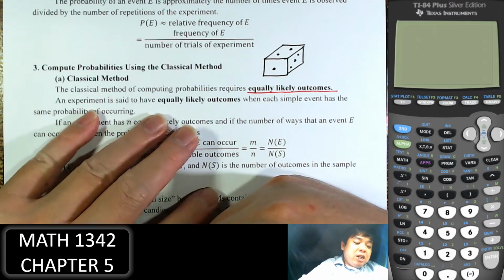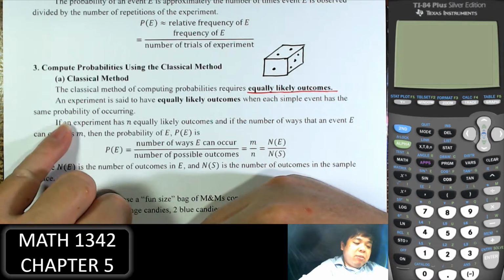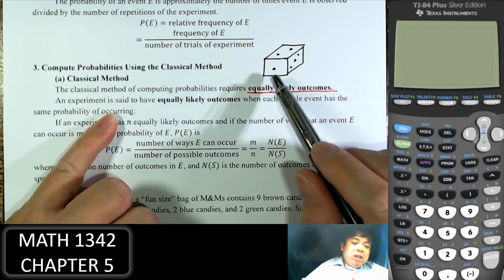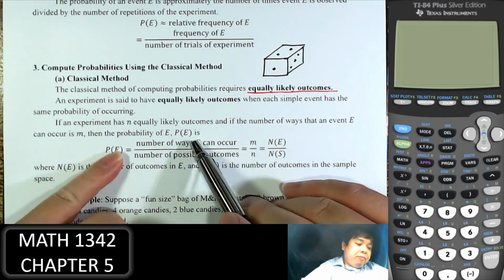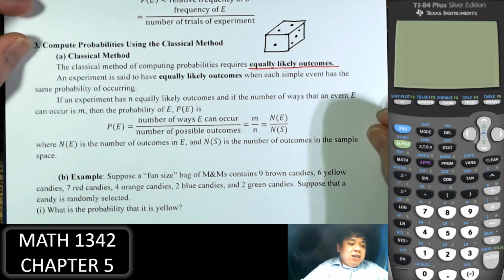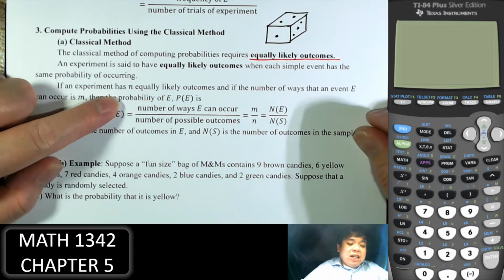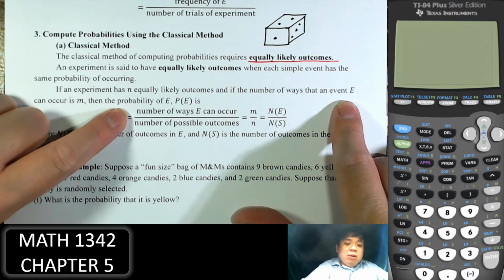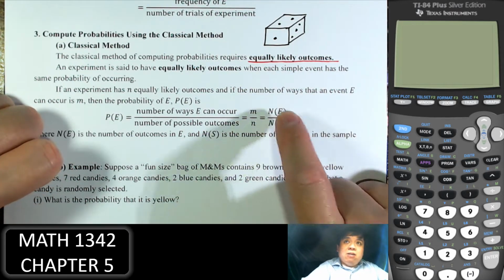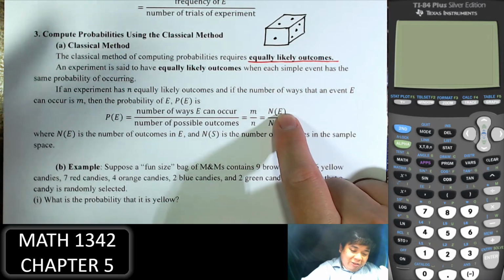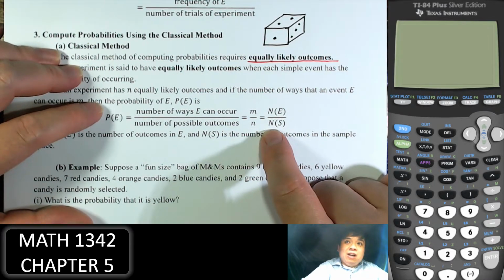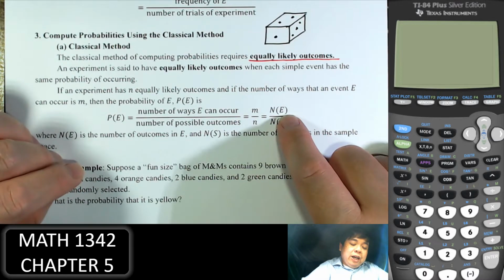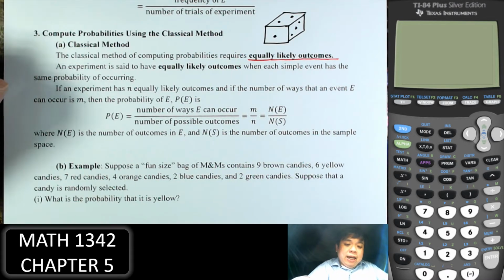So an experiment is said to have equally likely outcomes when each simple event has the same probability of occurring. Just like if we're rolling a die like this, the probability of landing on one of the faces has to be the same. Now, if an experiment has n equally likely outcomes, and the number of ways that event E can occur is m, then the probability will be m over n. Or we say the number of elements in the event over the number of outcomes in the sample space. So number of outcomes in the event divided by the number of outcomes in the sample space. Right.